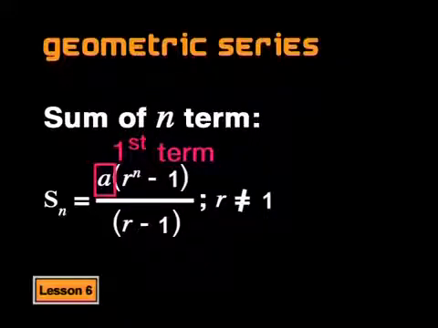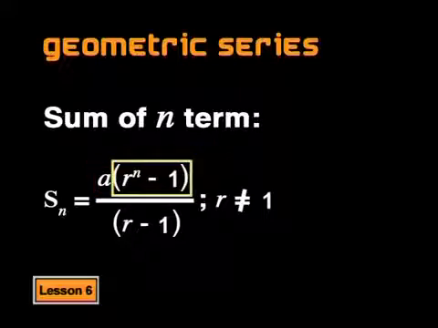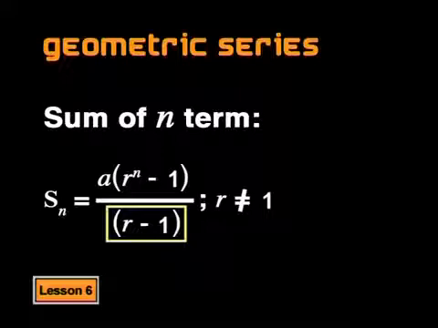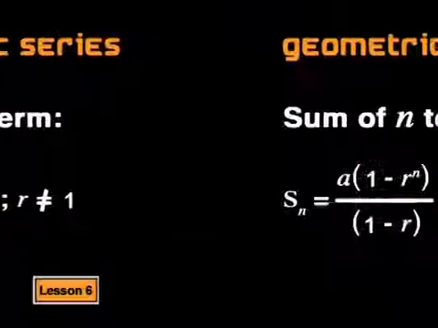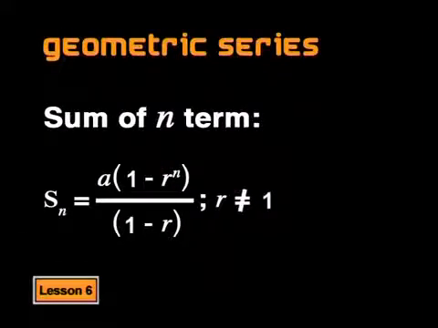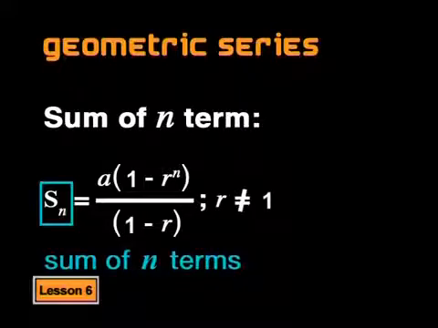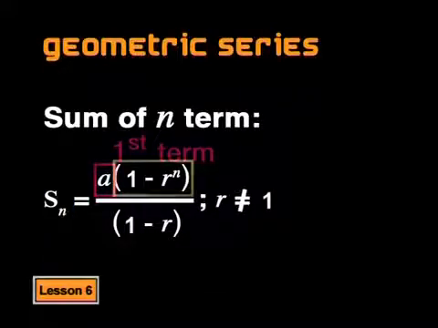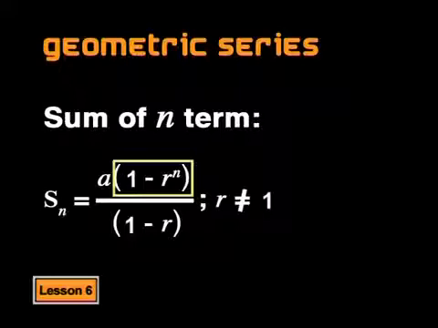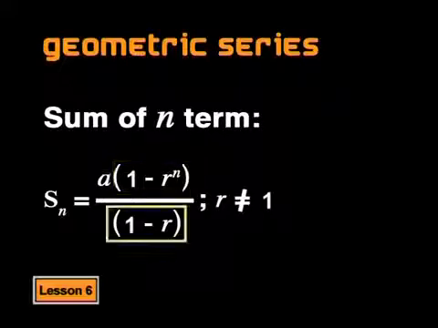The sum of n terms equals a, the first term, multiplied by r to the power of n minus 1, all divided by r minus 1. We can also write this as s subscript n equals a multiplied by 1 minus r to the power of n, all divided by 1 minus r. The two forms have a geometric series.